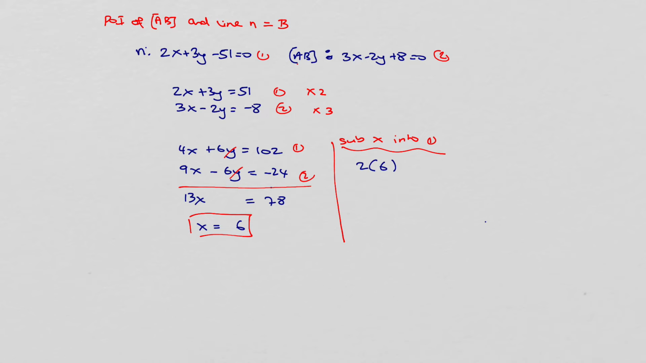So we have 2 times 6 plus 3y equals 51. Therefore, 51 minus 12 is equal to 39. And therefore y, if I divide across both sides by 3, is equal to 13. So what that means then is the coordinates for B is equal to 6, 13.